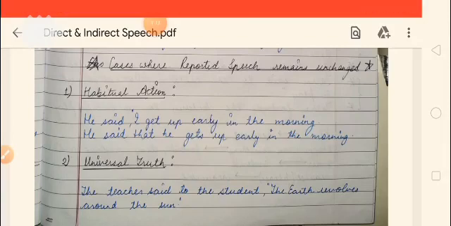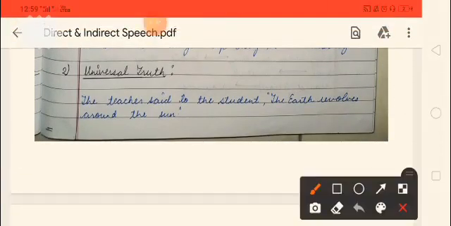Okay, if the speech in direct speech is a universal truth, then it remains unchanged in indirect speech. Let us see how. For example, the teacher said to the students, the earth revolves around the sun. This is a universal truth. No one can change it. So, how will we convert it?